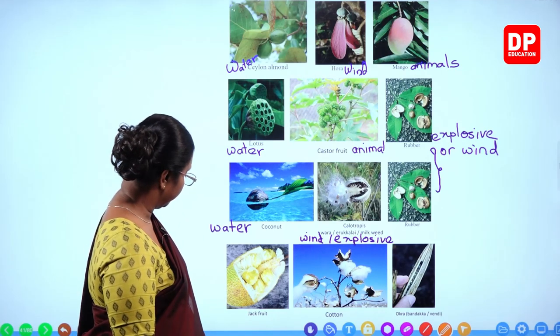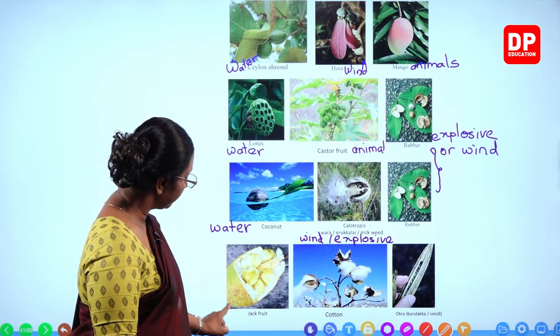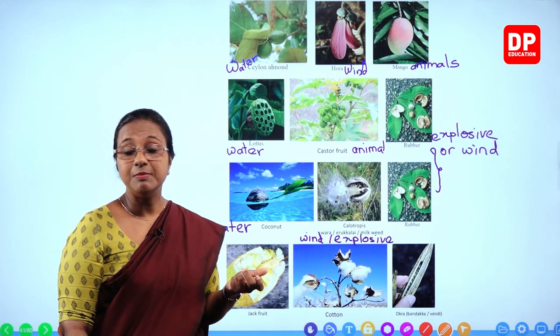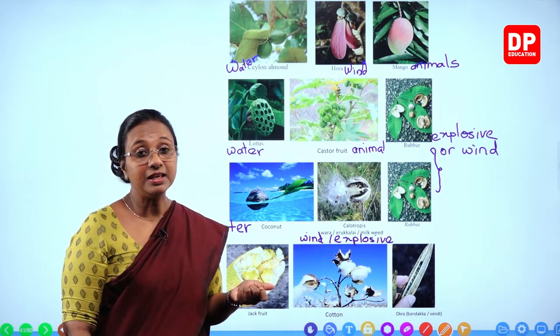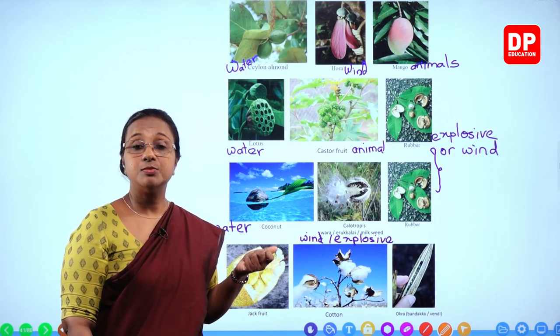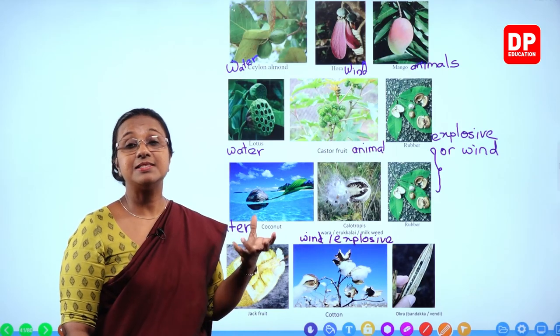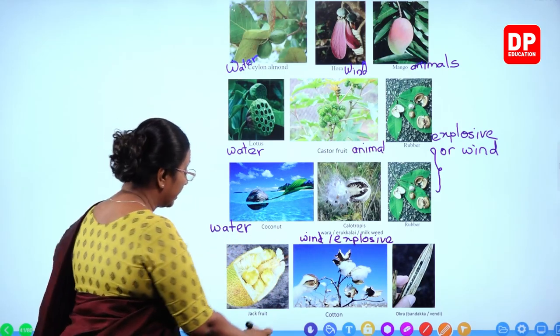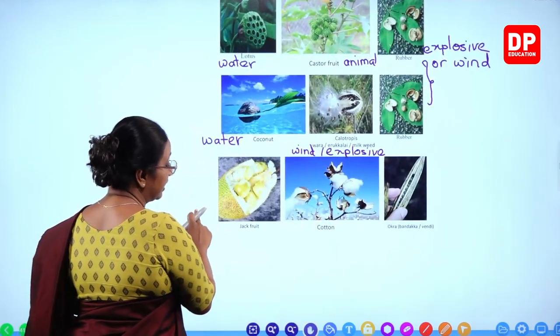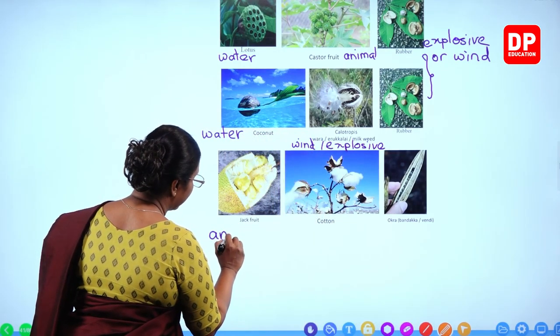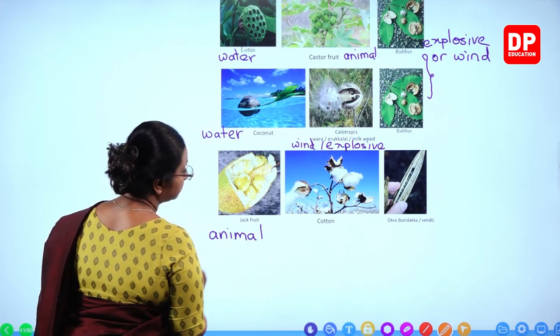Then the last one, jackfruit, you can see the edible part, very tasty fruit, the edible part. So that has to be by animals. Usually if it is being dispersed by animals, they have the succulent edible parts, a nice fragrance, so that animals are attracted to that and they eat it and put the seed away. So this is again by animals.